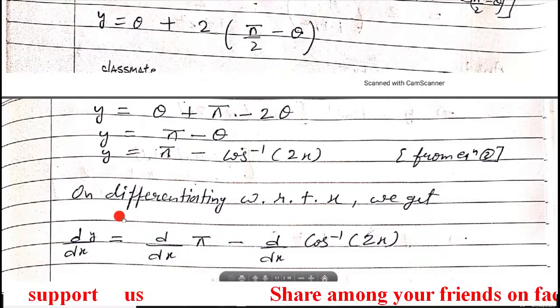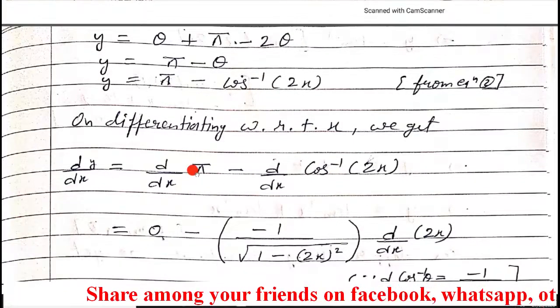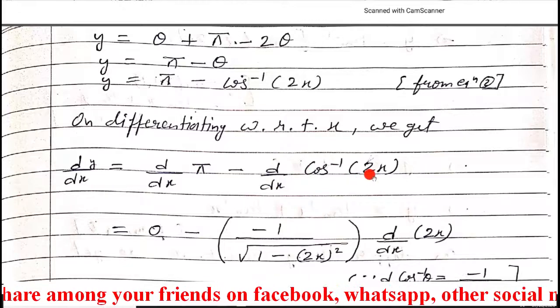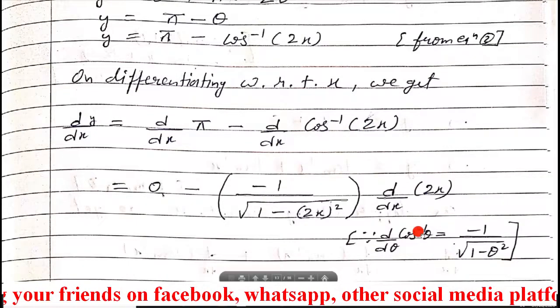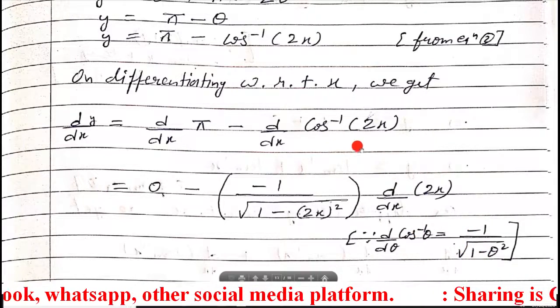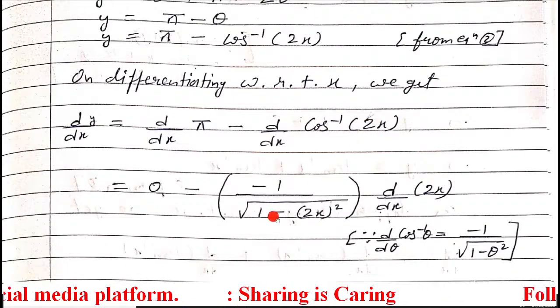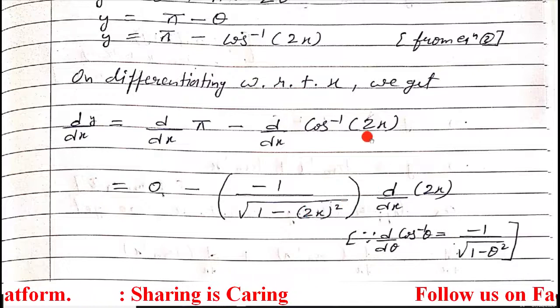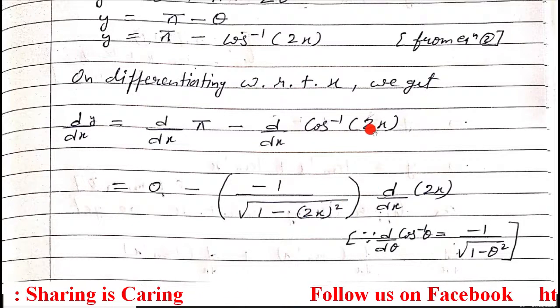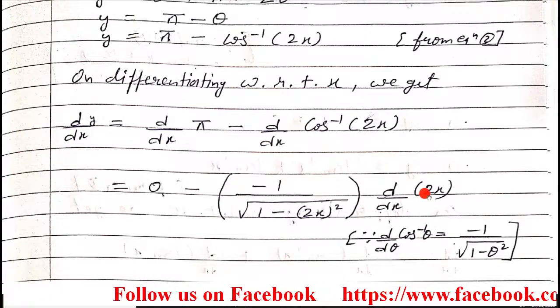Now differentiate this complete equation with respect to x. So the derivative symbol will come with this y and with both the terms. Now since it's a constant, its differentiation is 0. Now the differentiation formula of cos inverse theta is minus 1 upon root 1 minus theta square. So here we will assume this complete as theta. So it's going to be minus 1 upon root 1 minus theta square. But it's not the simplest form of x, so we have to apply the chain rule. That's why this derivative symbol will go with 2x also.